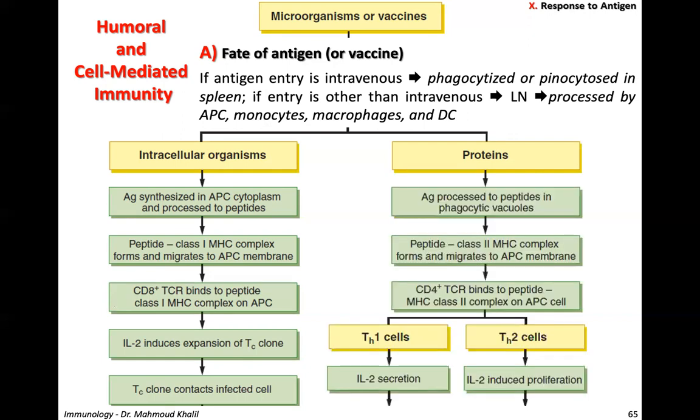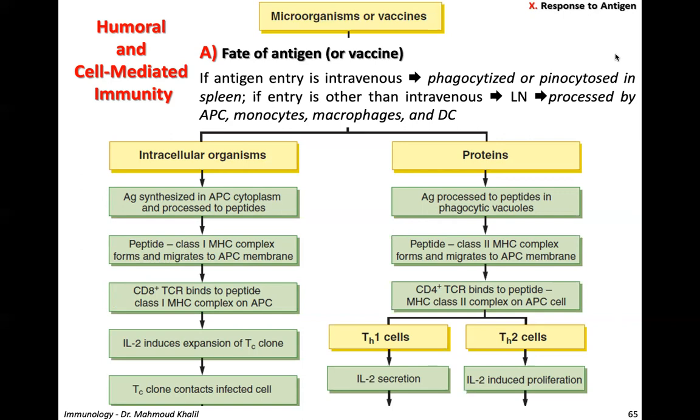While in the case of proteins, the antigen is processed as well to a peptide in phagocytic vacuoles, and it is expressed on the surface of the antigen-presenting cells, but in this case together with class 2 MHC. Soon after that, this will get recognized by the T helper cell that can bind to this peptide, which is bound to the class 2 MHC complex on the surface of antigen-presenting cells.